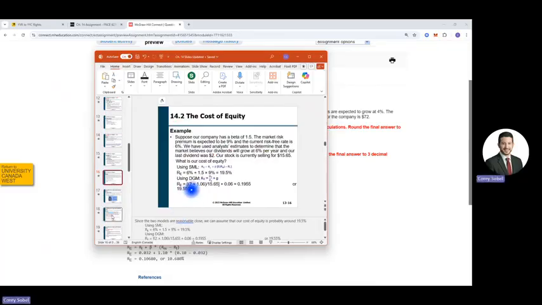So if you go back to the slide we looked at in class, in this example, they told us what our last dividend was. It was $2. So that's D0. They didn't tell us D1. I have to take 2 times 1 plus the growth rate, and that's going to tell me what D1 is. If I take the last dividend and multiply it by 1 plus the growth rate, which is 6%, so 2 times 1.06, that tells me what the dividend next year, D1, is going to be.